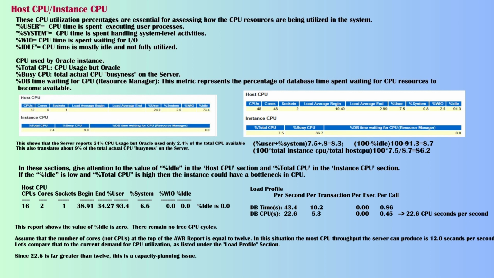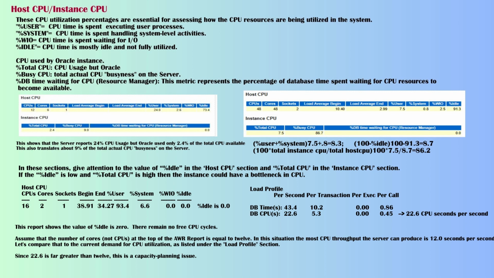The third report shows the value of % idle is 0. There remain no free CPU cycles. Another means of determining whether or not CPU capacity is lacking is to compare the number of cores against the current demand on CPU per second.